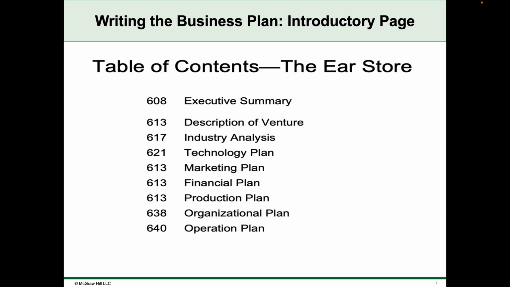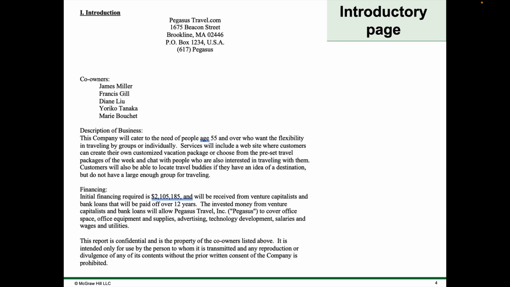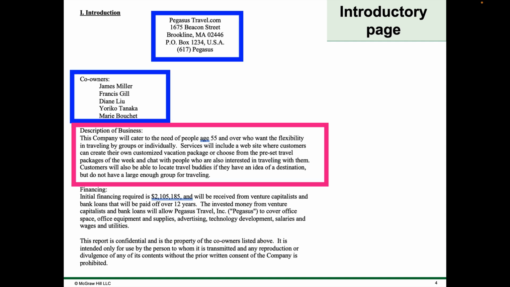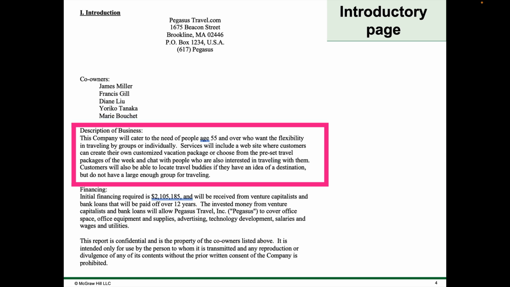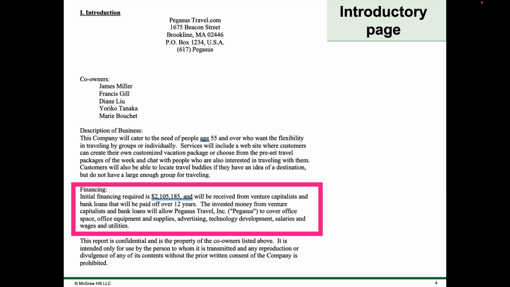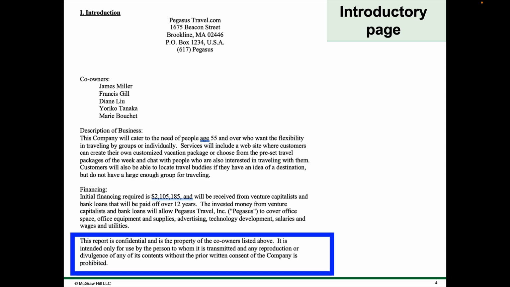You'll also have a table of contents and then your introductory page. Your introductory page will list your address, who owns it, a very brief description, just one paragraph of your business. You have to be careful here because you only have a paragraph and yet you need to convey what your business is all about. Then financing, if you're asking for money, and then roughly what will you be spending the money on. And then lastly, a paragraph stating the confidentiality of this business plan.